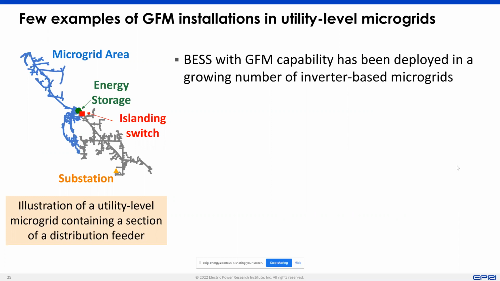So I will talk about the definition of utility level microgrids later on, but in a nutshell, what it means is we have different scales of microgrid in the distribution area. And when we say a utility level microgrid, normally it refers to a microgrid that has a portion of the medium voltage feeder instead of just a single household. And for these types of microgrids, it's very common today that they use a large battery energy storage system with grid forming capability as the master of that microgrid.